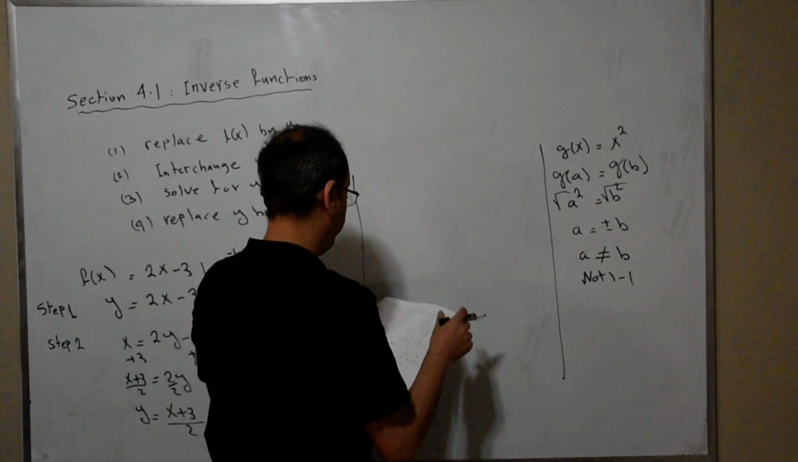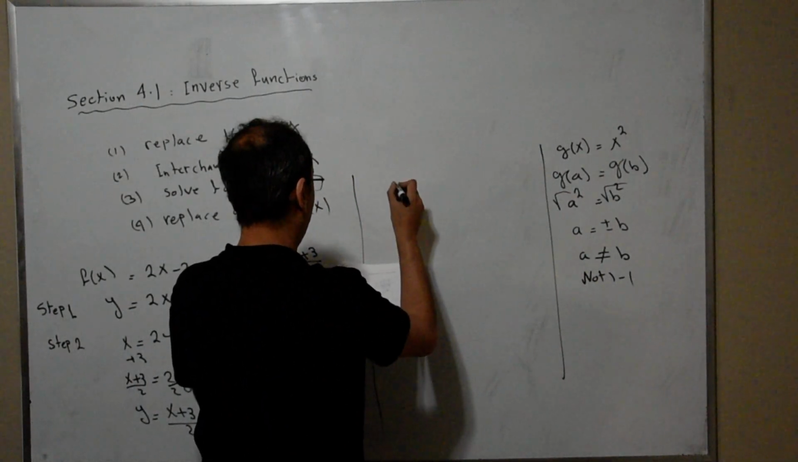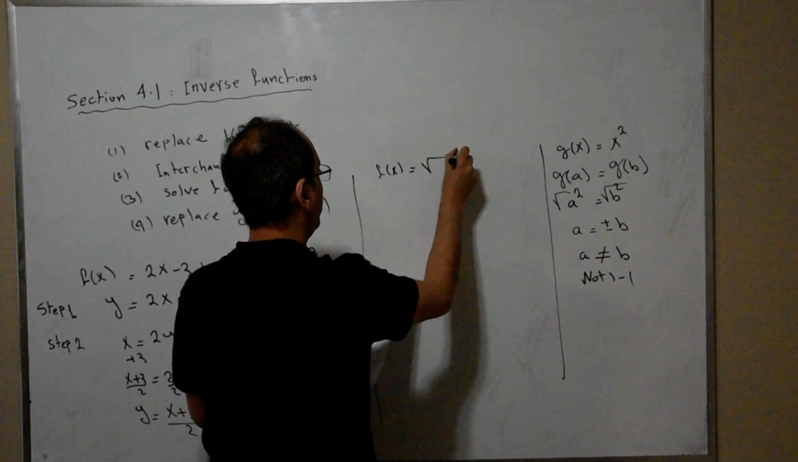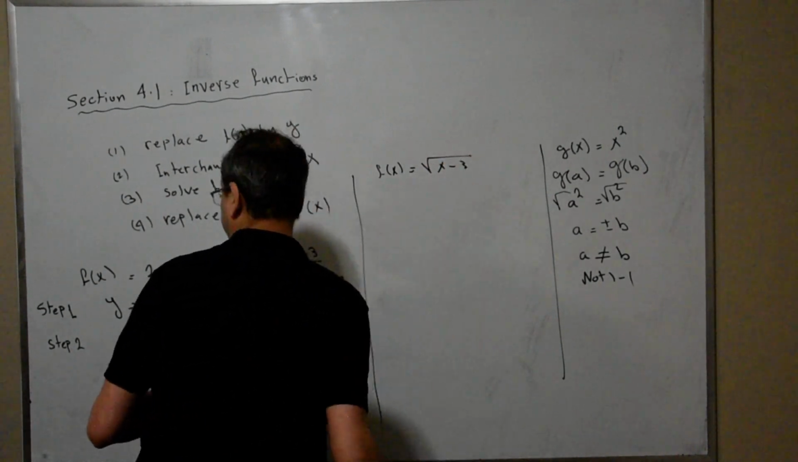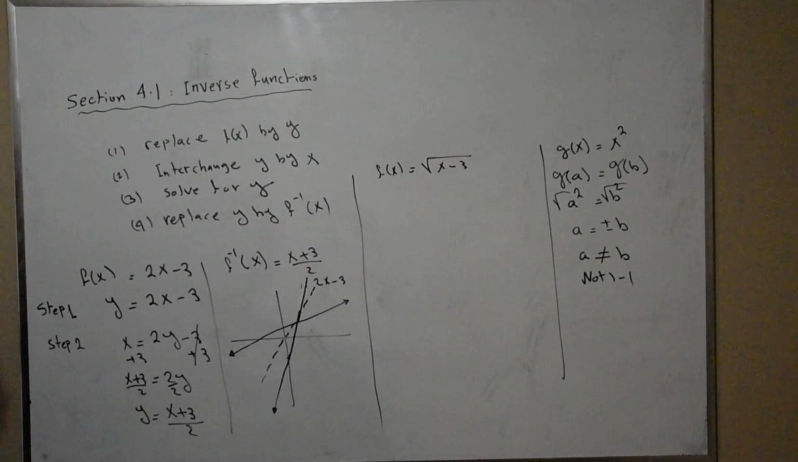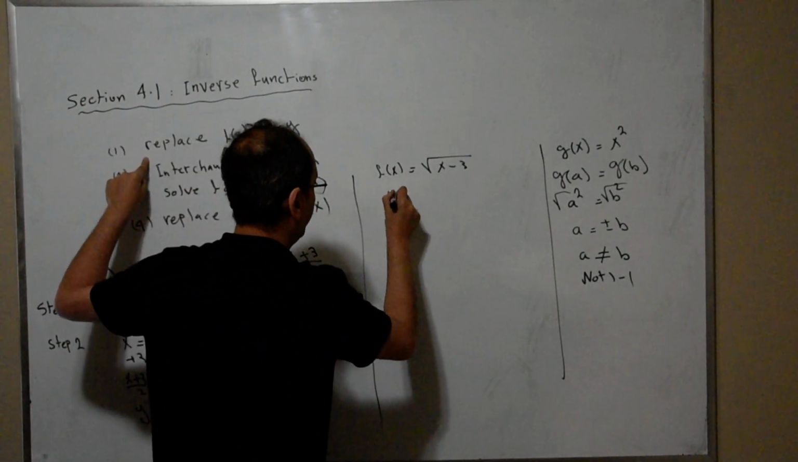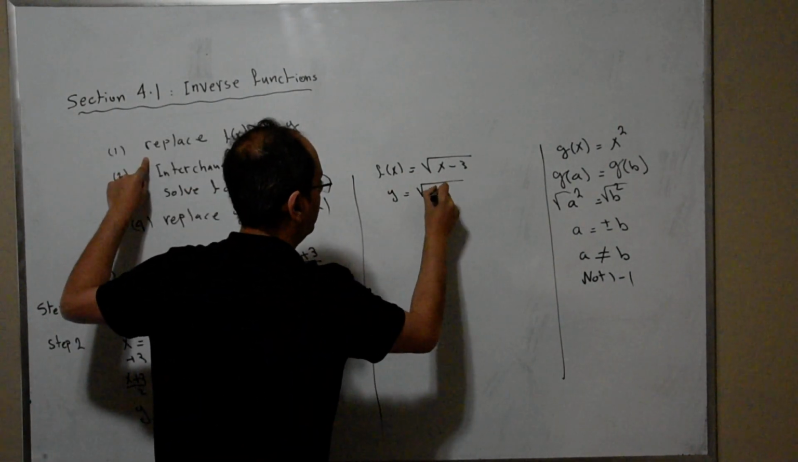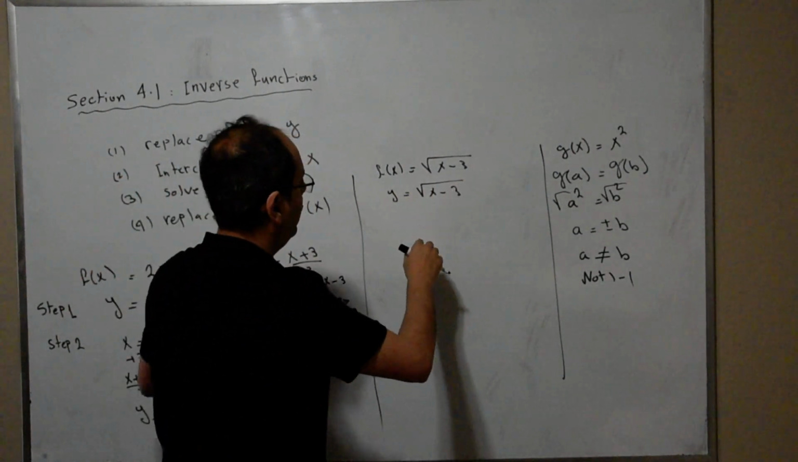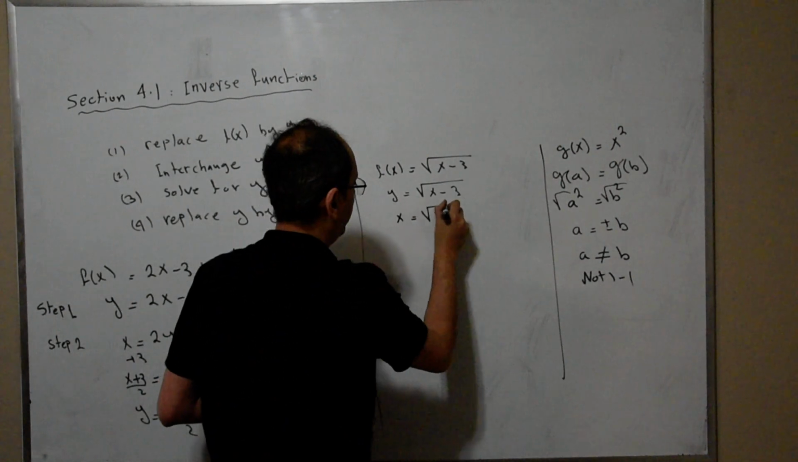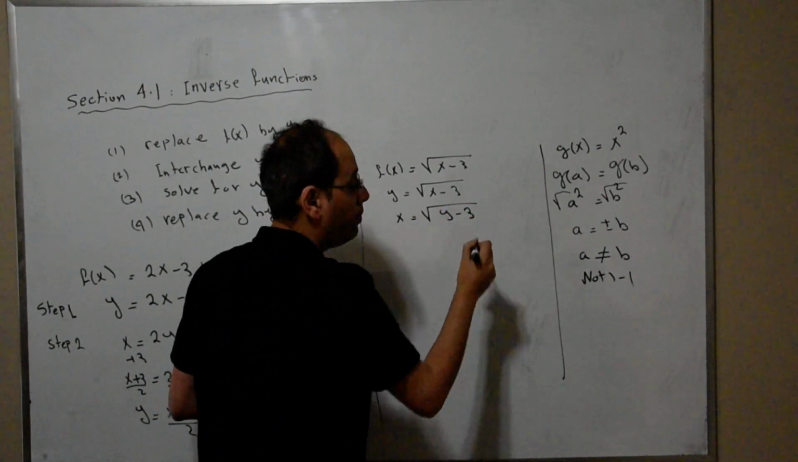I have f of x equal the square root of x minus 3. I need to get the inverse function of that. Okay, so the first step, replace f of x by y, and then interchange y by x and x by y. So x is the root of y minus 3.